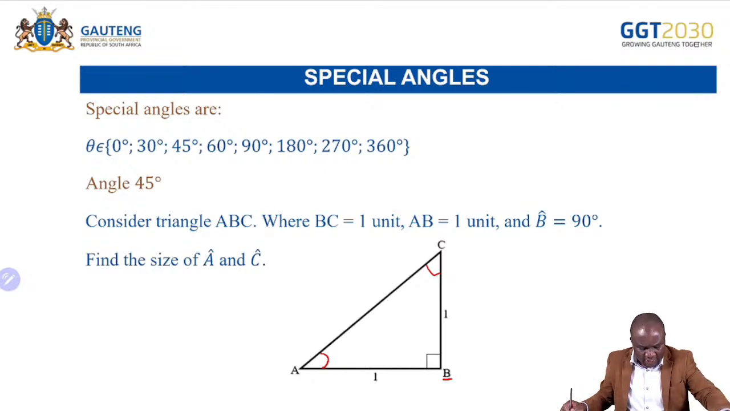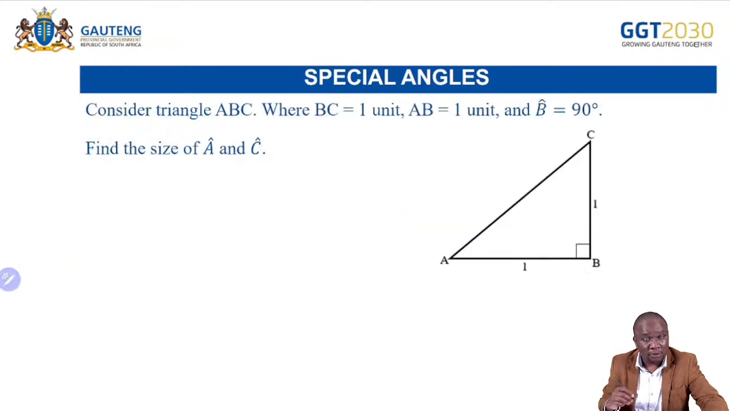Right. Find the size of angle A and angle C. Now we have to apply our knowledge about Euclidean geometry, isn't it? So what do you know about these angles A and C? They are equal because BC and AB are equal sides. Okay. And then what do you know about angles of a triangle? The interior angles of a triangle must add up to 180 degrees.